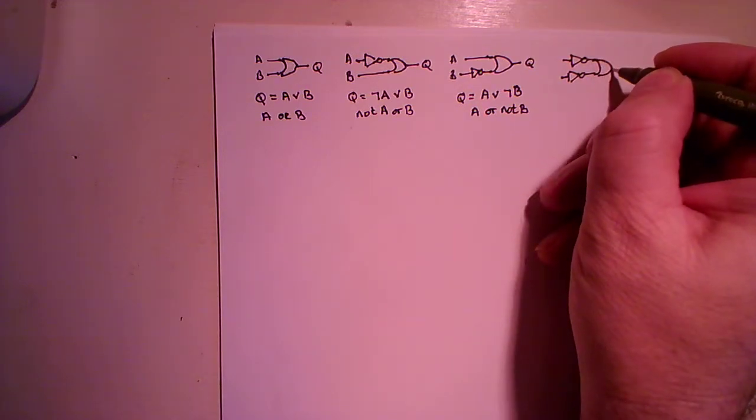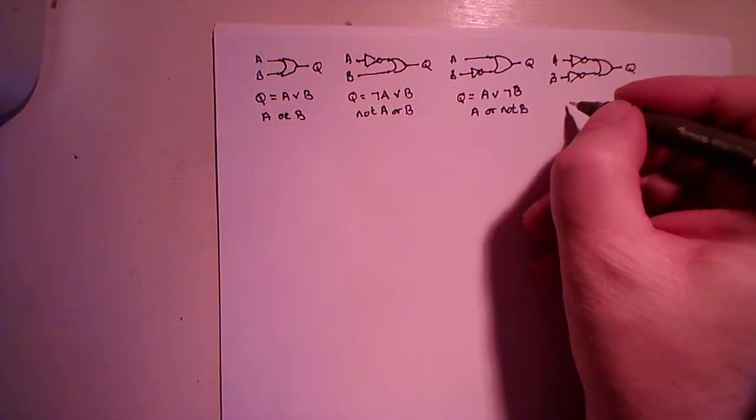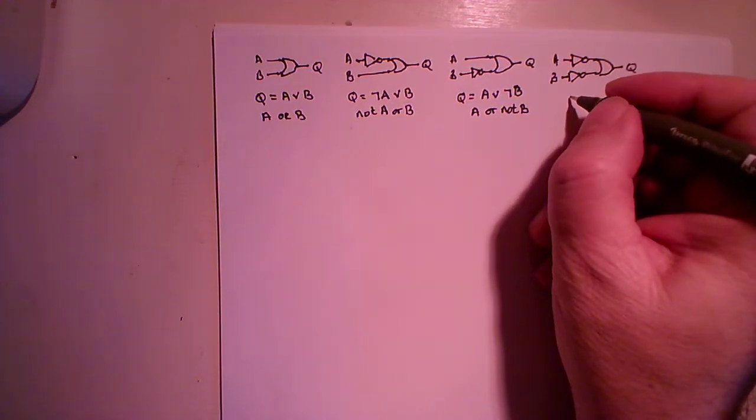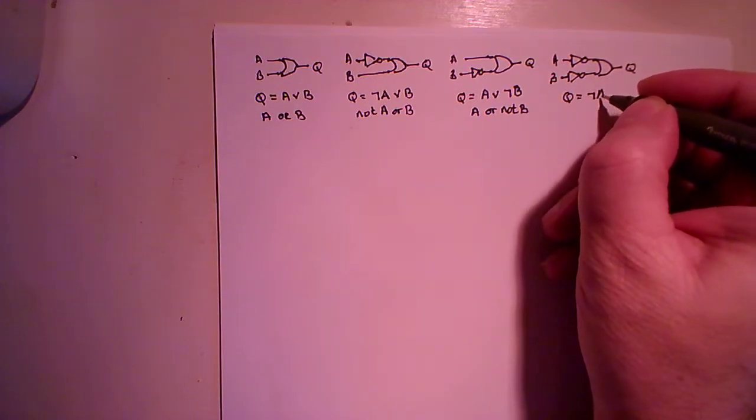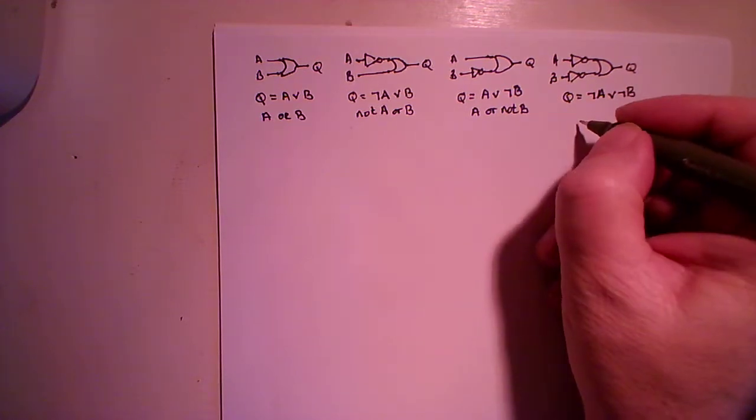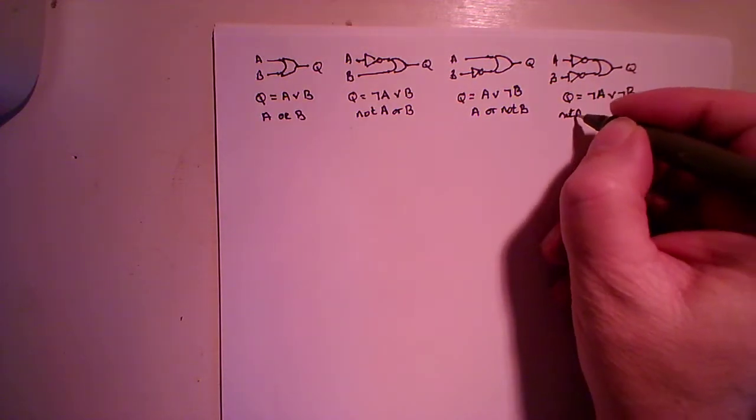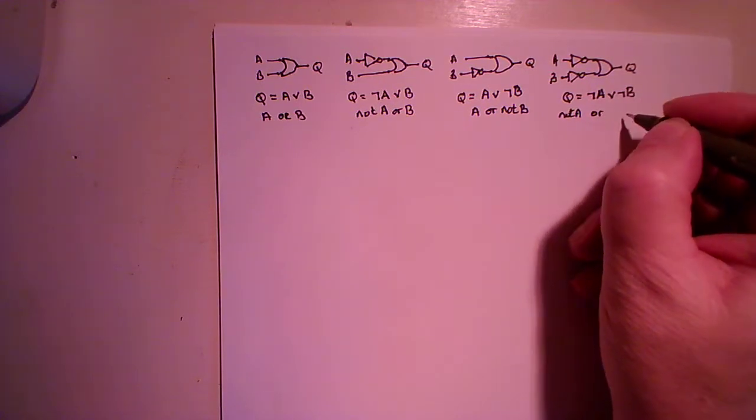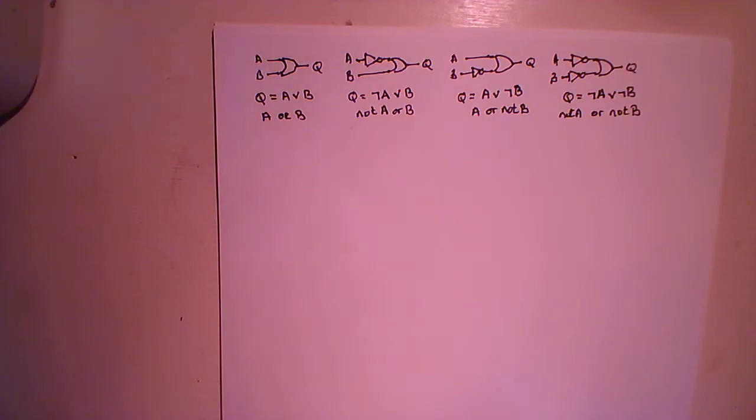Don't forget it's an OR gate, A and B, and that gives me my Q equals not A or not B. And written out is not A or not B. So they're the 4 gates as we did before. So I'm going to have the truth table.